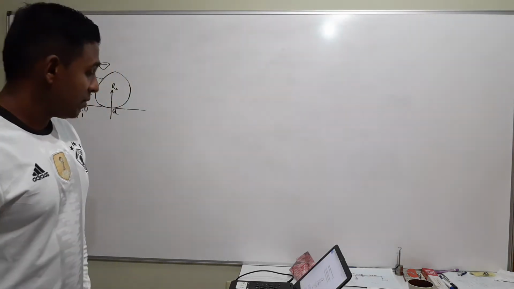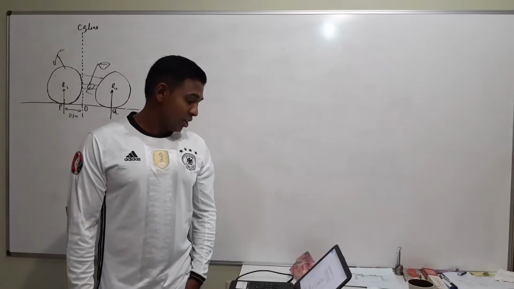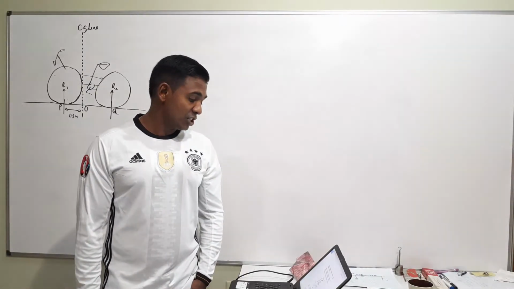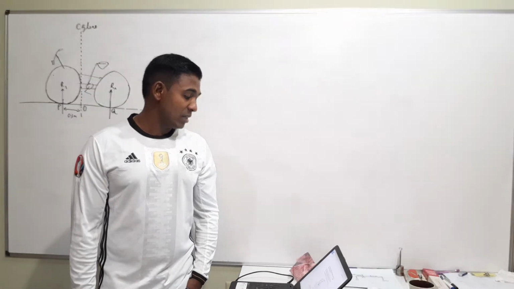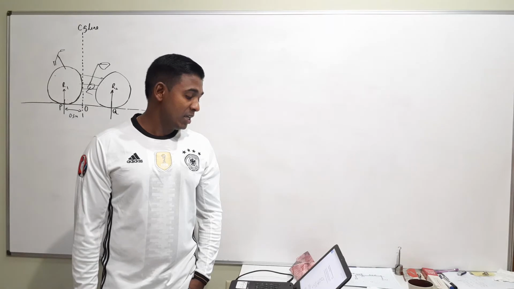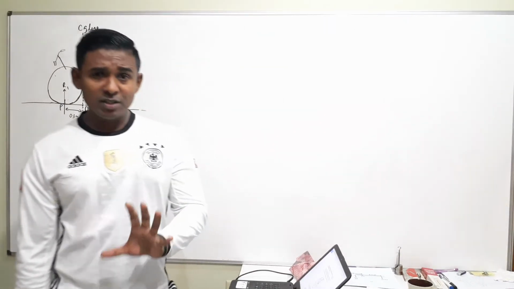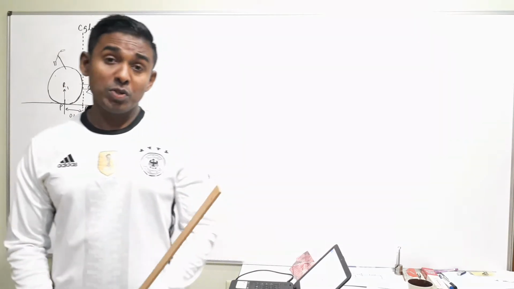So the question says, figure 3 shows a bicycle of mass 15 kg resting in a vertical position with the front and back wheels touching the horizontal ground at points P and Q respectively. So let's first of all figure out what we just read.